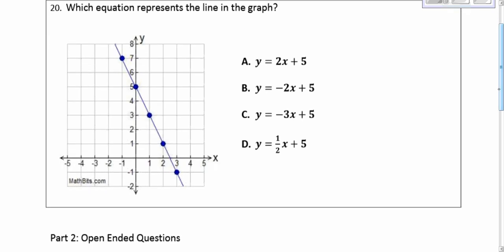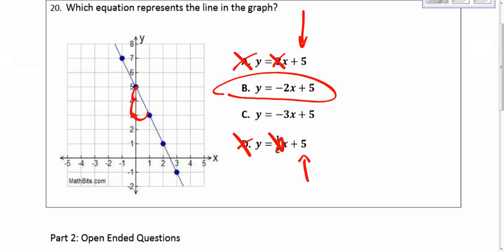Number 20, which equation represents that line? Well, it has a y-intercept of 5, and so do all of these, so you can't eliminate any yet. So then you do the slope. The slope's positive, so there goes A and D, because they have a negative slope. And it's going up 2 over 1, which is choice B.